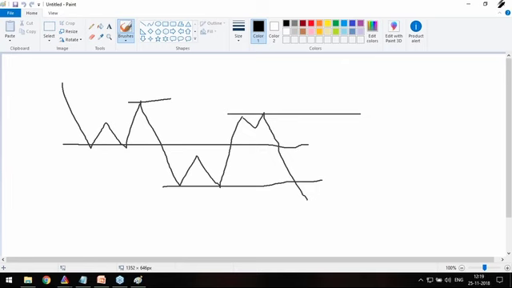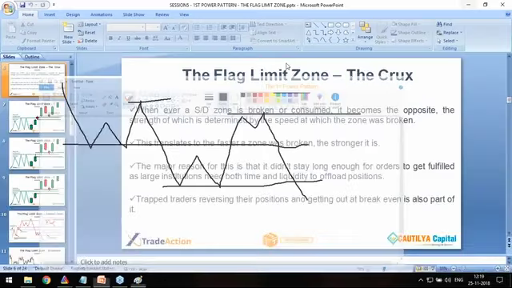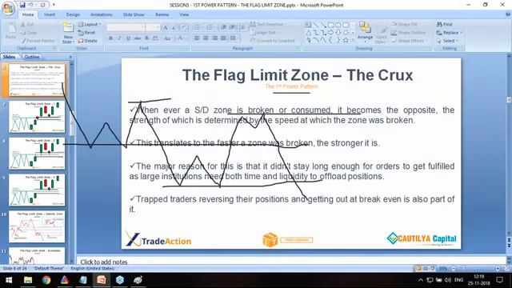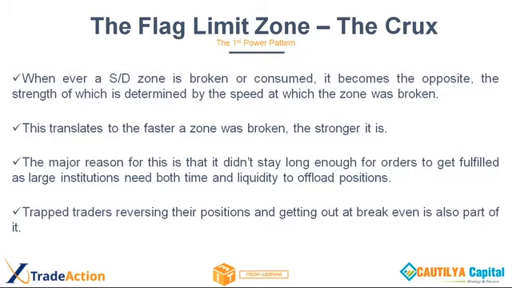Now, let us move on. Okay, I am going to clear everything. Go back to the PPT. Trapped traders reversing their positions and getting out at break even is also part of it. Generally, many traders get trapped. The institutions cheat them doing multiple things. So, how they get trapped, we will have to understand and figure it out.